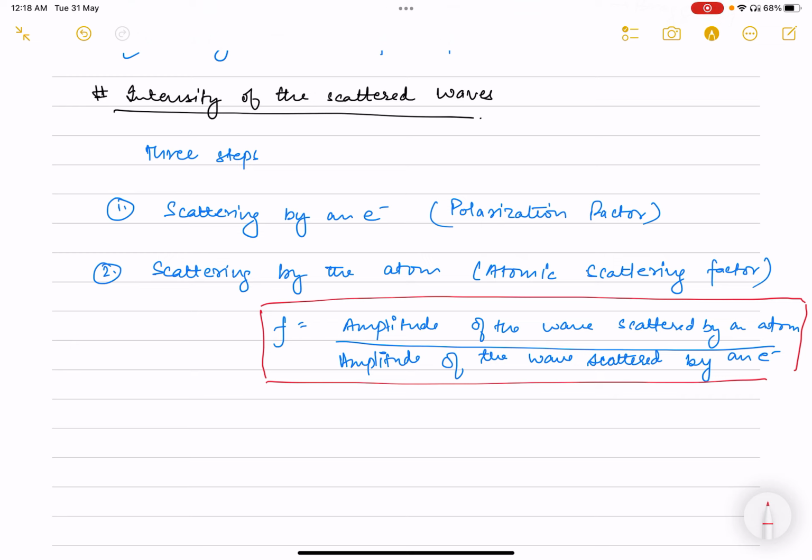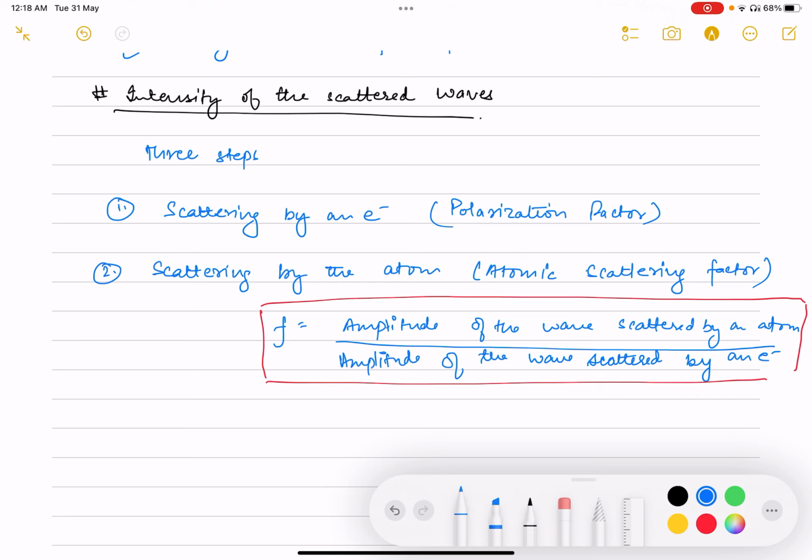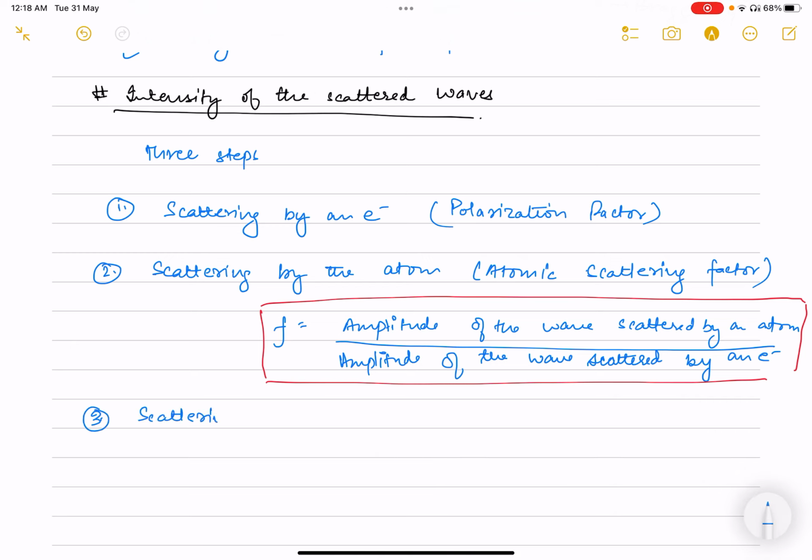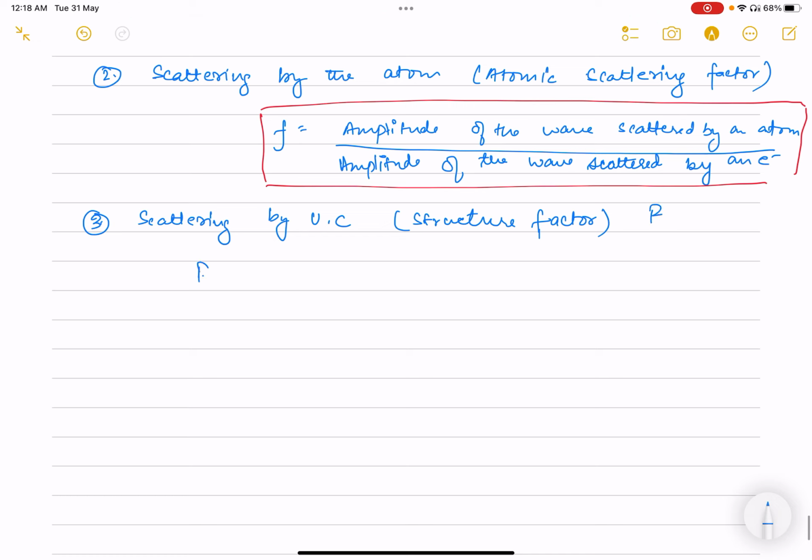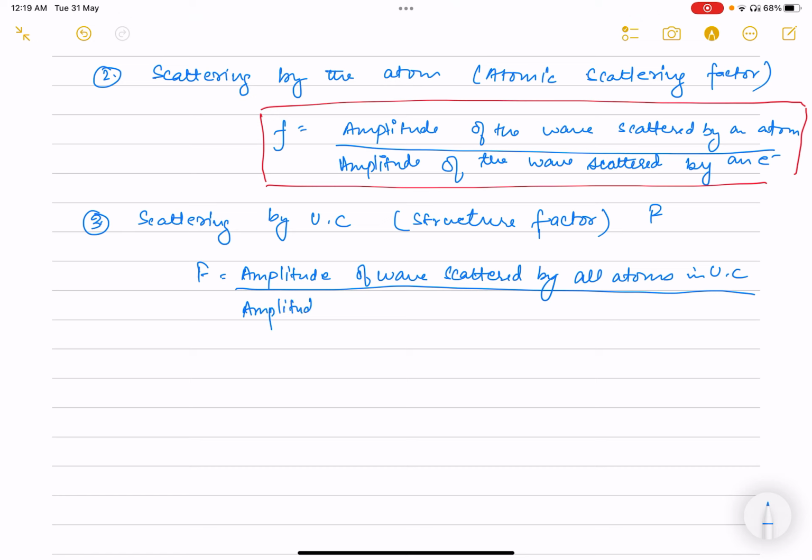So, now next that we have is the structure factor or scattering by unit cell, which is called structure factor, capital F. So, capital F is amplitude of wave scattered by all atoms in unit cell divided by amplitude of wave scattered by an electron.